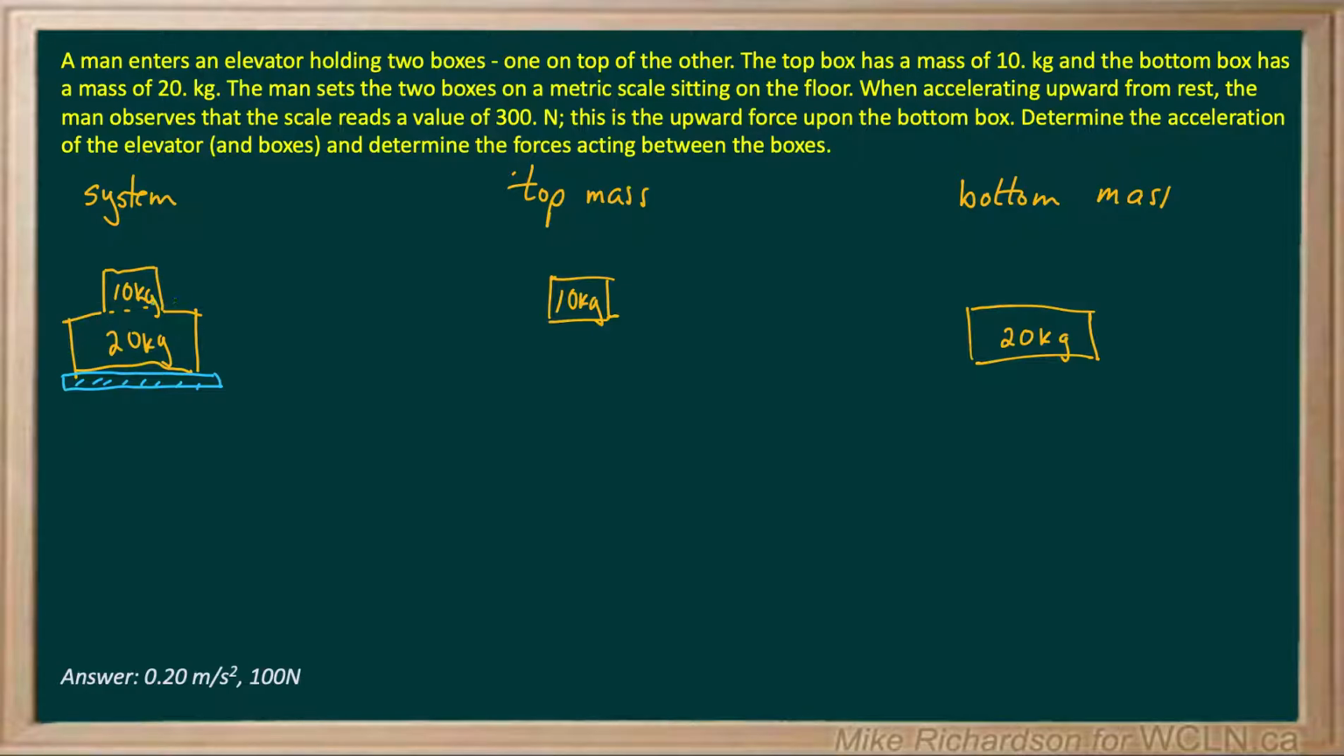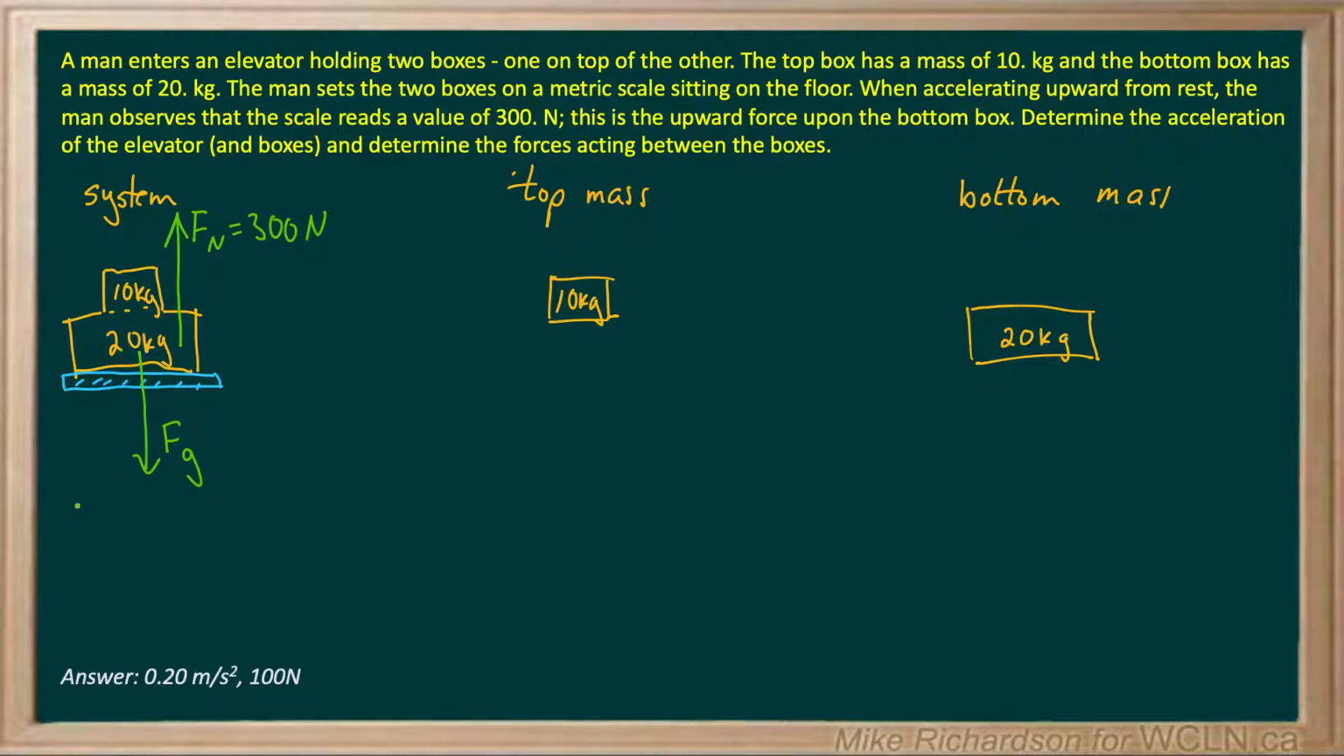If we imagine it as one big mass of 30 kilograms, 10 plus 20 is 30 kilograms, there's definitely a force of gravity down. Now what's holding it up is that normal force between the scale and the system. And that normal force is up. And we happen to know the value of it. It's the scale reading, it's 300 newtons. Now we want to know what the acceleration of those boxes are in this elevator. So there's the only forces that are acting on the system.